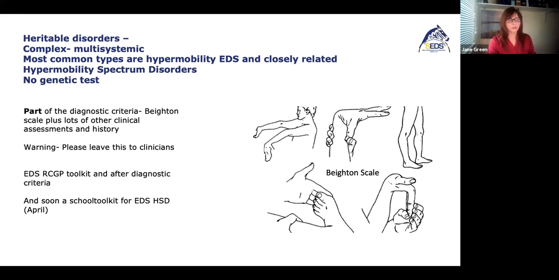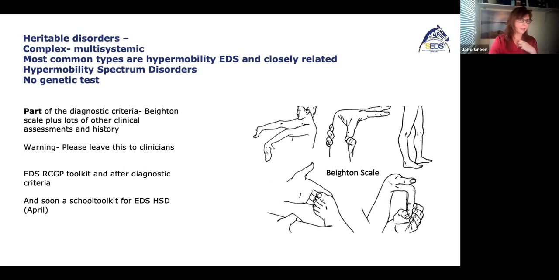So it's quite involved. There is an EDS RCGP toolkit, designed in 2019, and it has a lot of the diagnostic criteria on there. And you could look at that. I would suggest you print it out now because it might not be hosted for much longer, but hopefully it will be. And then soon there's going to be a school toolkit for Ehlers-Danlos and hypermobility spectrum disorder. It says April, and that's quite soon.